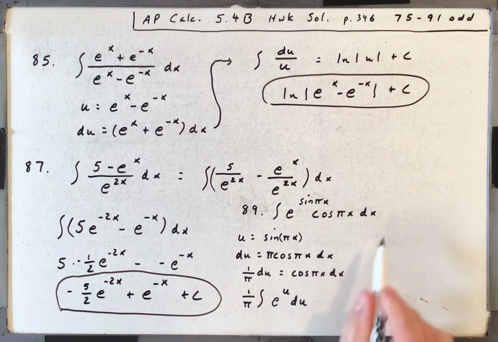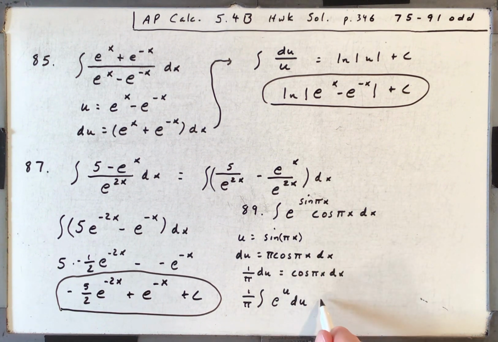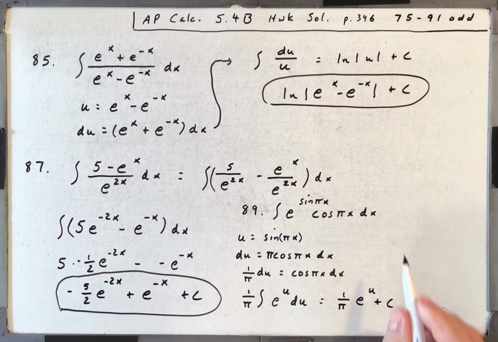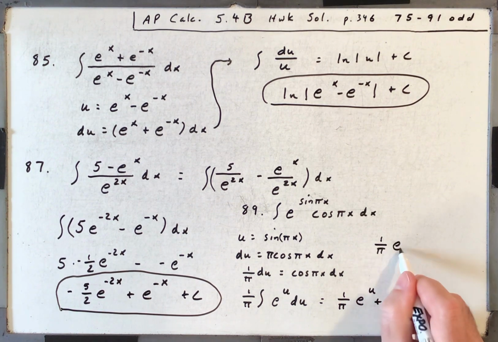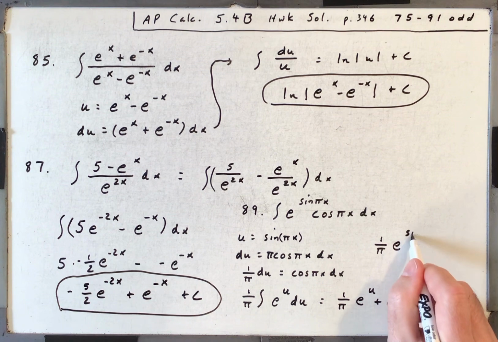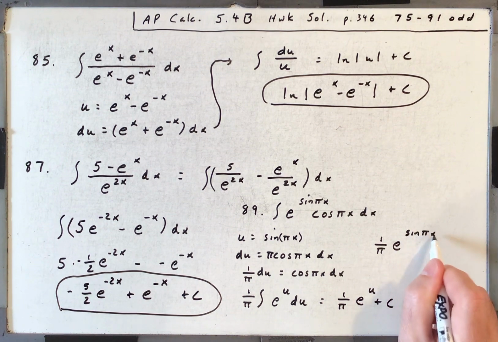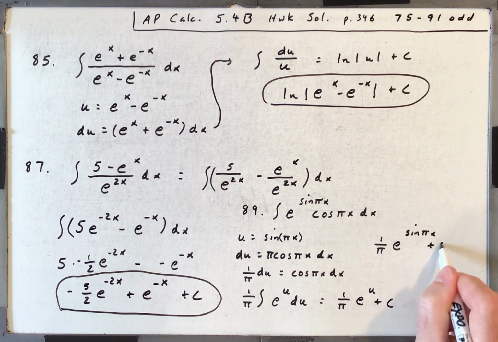All right, du is cosine, then that's it. So that's going to be 1 over pi times e to the u plus c. And that's going to be 1 over pi times e to the sine pi x plus c.